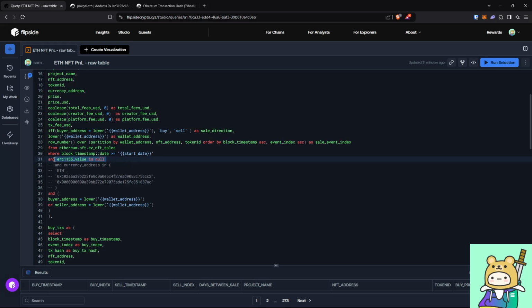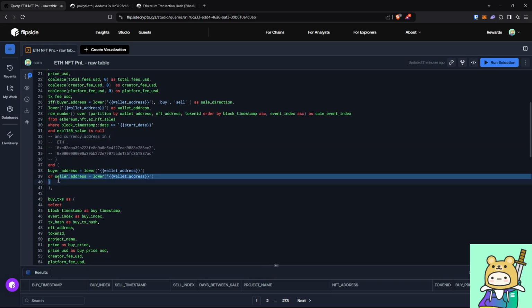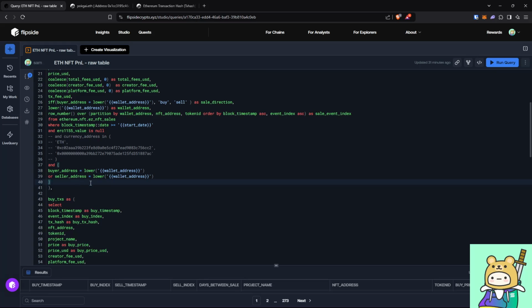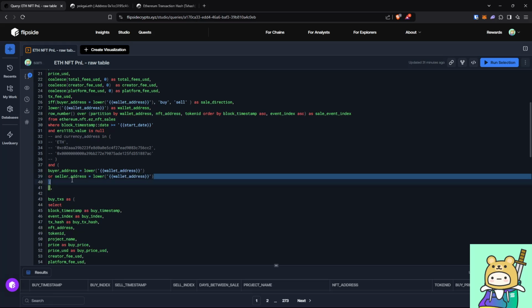Also, alpha for those listening in, there will be a column that will make it easier for you to filter for ERC 721s and not have to go through this workaround over here. And then, of course, you would have your buyer or seller filter. Because we are specifically interested in a particular wallet, we can just say look for when the buyer is this, or if the seller is that address, right?